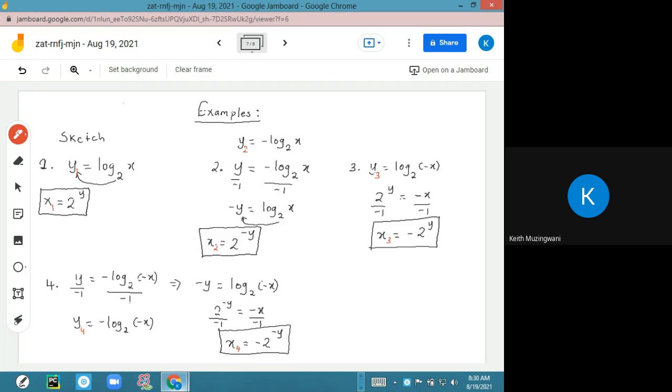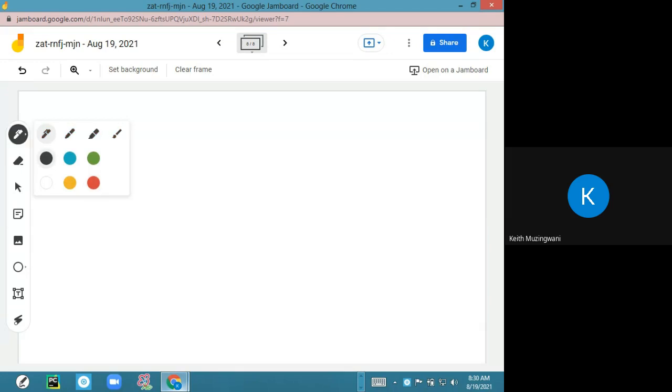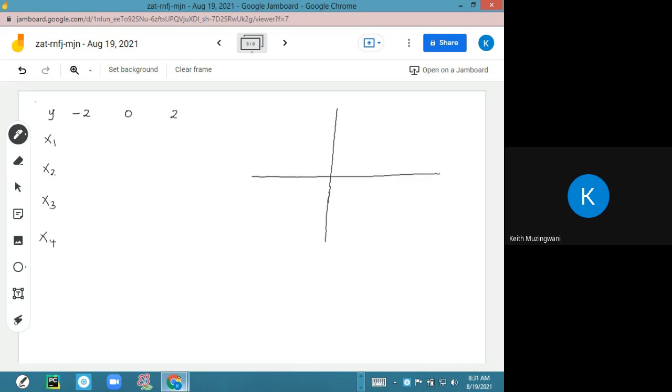The numbering of the y's will come when we have sketched them. I want to use the same numbers. This time around, they are the y values. So we're using -2, 0, and +2. But these values are for y. We want to obtain x1, x2, x3, and x4. And then we'll have our sketch. This is where I'll put the sketch.